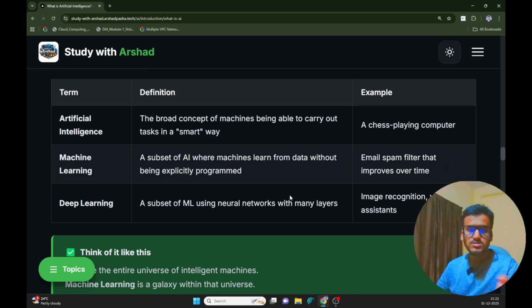Let's talk about deep learning. Deep learning means going deeper. The best examples are image recognition and voice recognition.